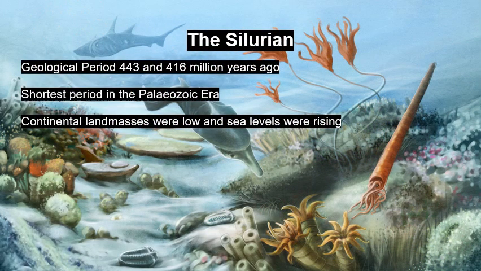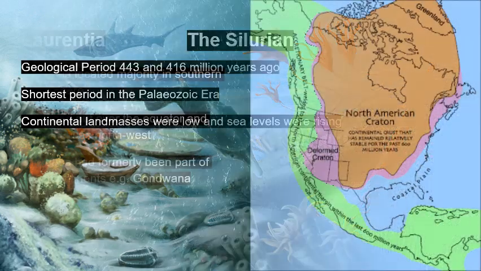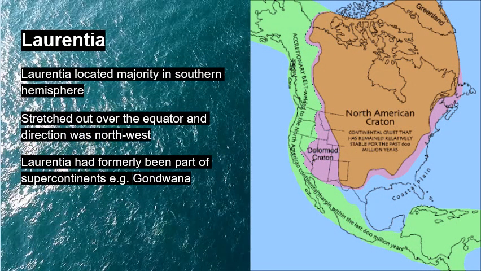The Silurian is a geological period between 443 and 416 million years ago. The Silurian is the shortest period of the Paleozoic era. An interesting geological feature during this time is that the continental masses were low and the sea levels were rising. In the Silurian period, Laurentia, the continent of North America today, was located mostly in the southern hemisphere. This continent was stretching over the equator and the direction of its movement was northwest.